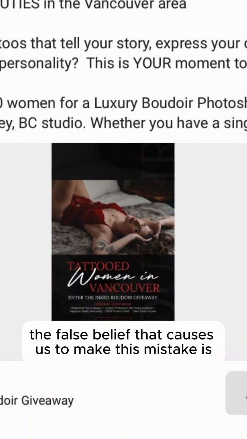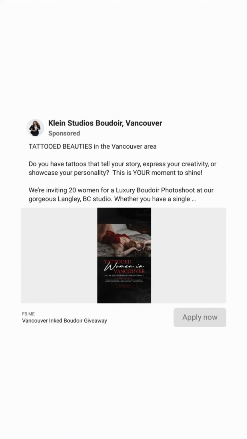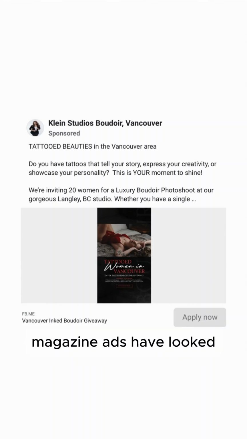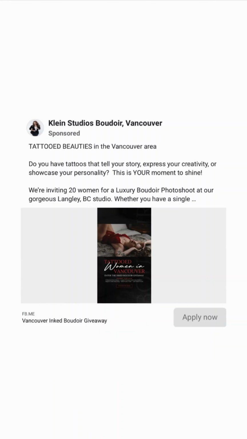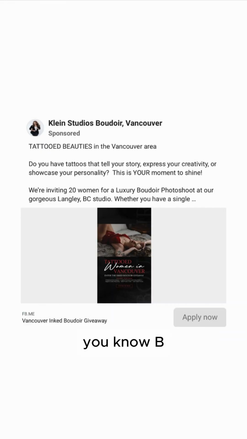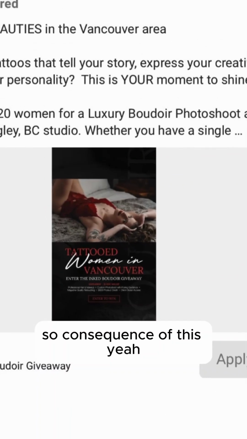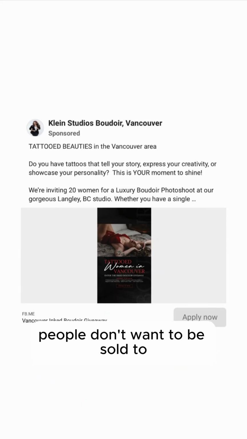Creative. All right, the creative looks like an ad, so it looks like an ad mistake. The false belief that caused us to make this mistake is we believe our ad should look like ads because that's how newspaper ads have looked, magazine ads have looked, TV commercials have looked, and any other Boudoir Facebook ad on Facebook, they all look like ads. But again, BLCS is the most common thing I'm seeing. It's because everyone's making these same mistakes. So the consequence of this, yeah, way more women are going to be scrolling on by, and our ads not entering their brain because people don't want to be sold to.